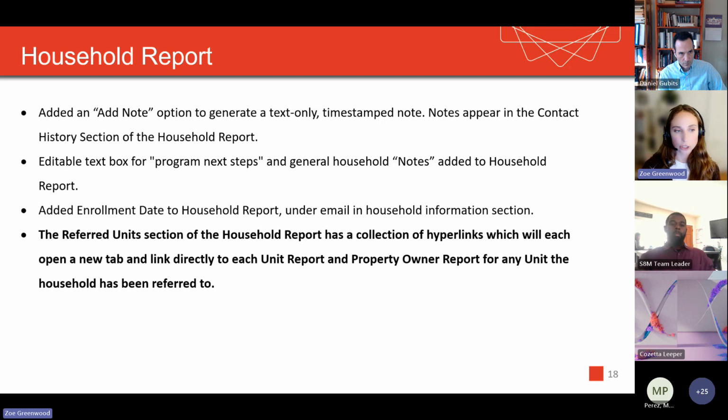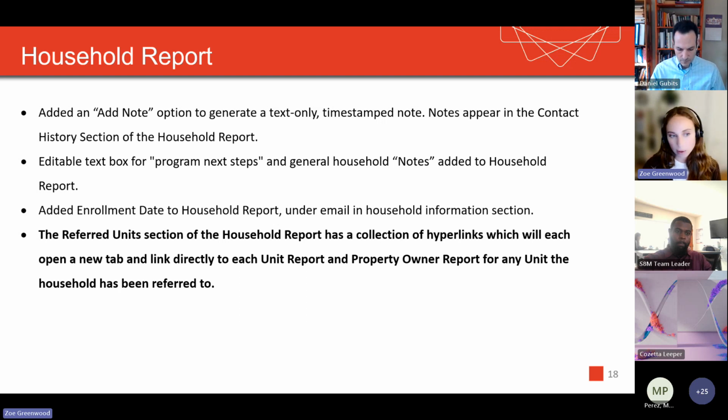All right, some changes to the household report. I'm going to list these and then I'll show you what they look like in the tool. There's an add note option where you can generate a text only note that will be time-stamped. That's different from a contact. This is just if you need to write a note about a participant. The notes will appear in the contact history section of the report, in that main list with all of your contacts, but it'll be clearly different from a contact because there won't be a contact method or anything like that.